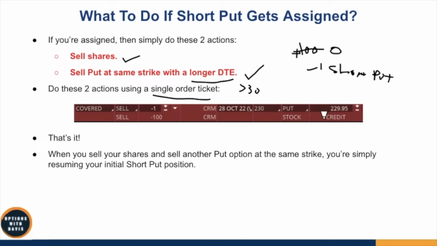So the moment you do this, the shares will be sold away, so you relieve the margin, the buying power needed. You relieve all the margin that you have used up where you borrowed from the broker, and then you resume this short put position again. So that's simply it. When you sell your shares and sell another put option at the same strike, you're simply resuming your initial short position.